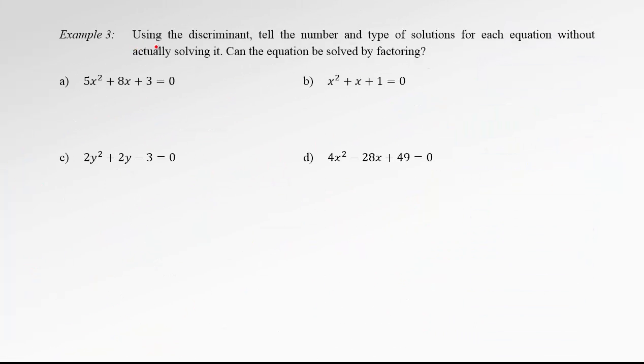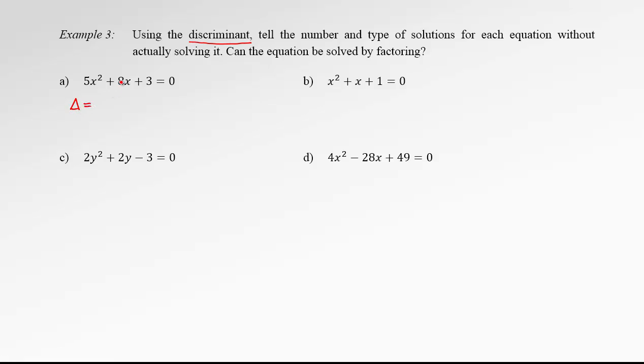And one more example. Using the discriminant, tell the number and type of solutions for each equation without actually solving it. So we don't have to worry about solving those equations. We just need to tell how many roots and what kind of roots we should expect. Also, could we determine whether or not the equation can be solved by factoring? So, in order to do that, we need to calculate the discriminant for each equation, right?